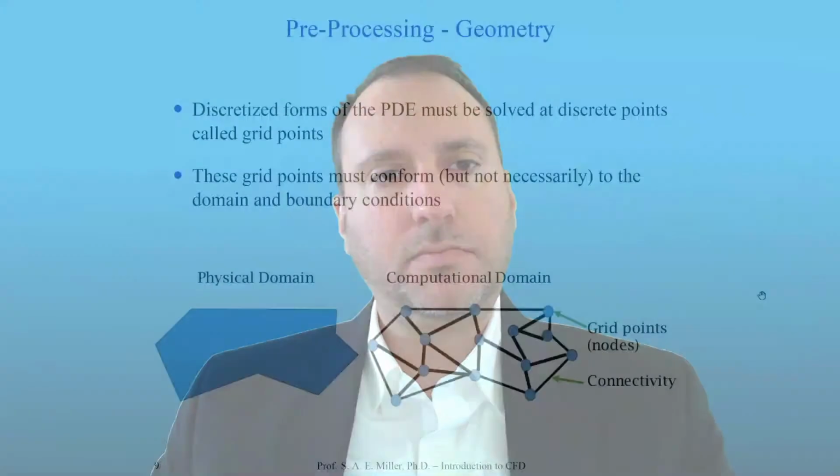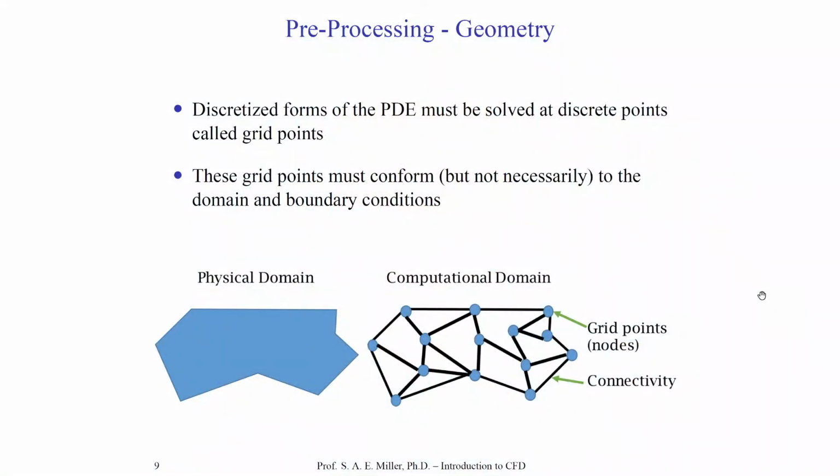The next question you might have is, if we discretize the equations and we're finding the solutions on particular points in some domain, how do we choose where the points are? How do we make this system of points in space? That's the idea of grid generation, which is part of pre-processing. In the pre-processing phase, you'll have some discretized forms of the partial differential equations, and they must be solved at these discrete points. We call these discrete points grid points.